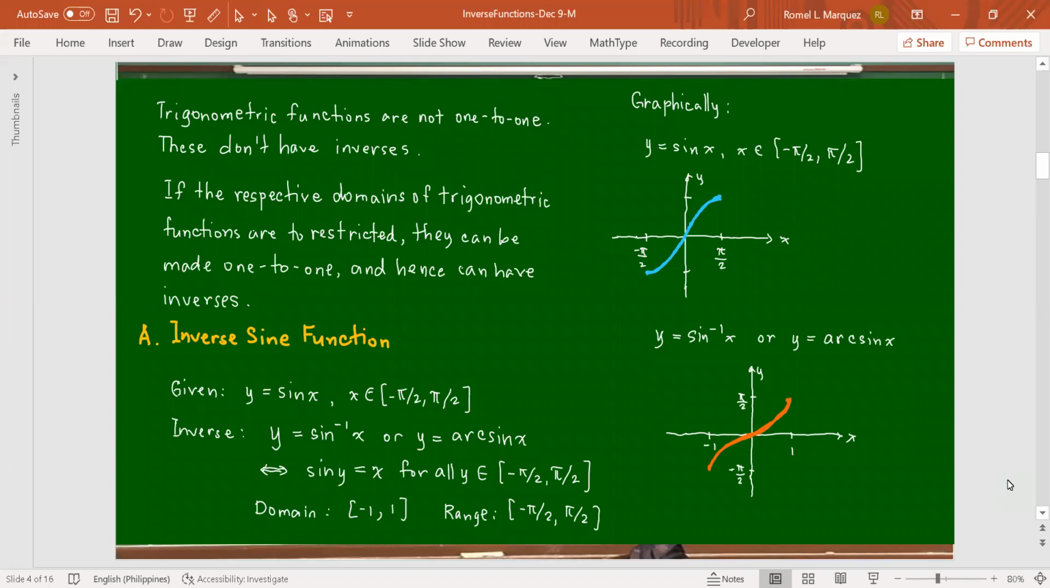Unlike before, when a small letter meant a relation, meaning for every input you can have one or more outputs. But now, whether small or capital, every time you input x, the output, for instance for inverse sine x, is just between -pi/2 and pi/2. Okay? One input, one output.